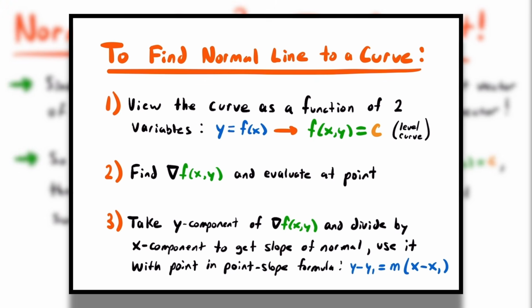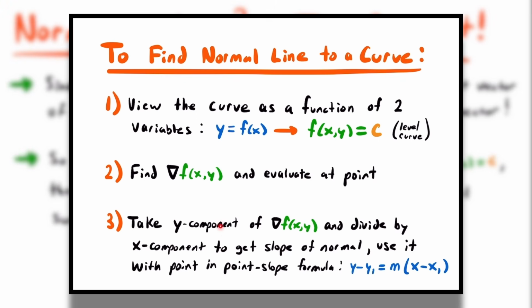You could view that as a function f of xy equal to some constant, which would then represent a level curve for a surface. Okay, and so viewing it in this way allows you to then find a gradient vector for that surface, and then you want to evaluate it at the point where you want to find a normal line to the curve, and then that gradient vector is the normal vector at that point, and so it would have the slope that you need for the line.